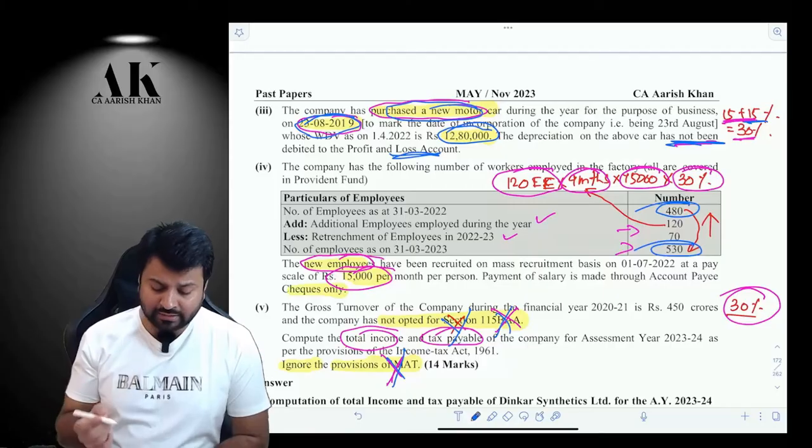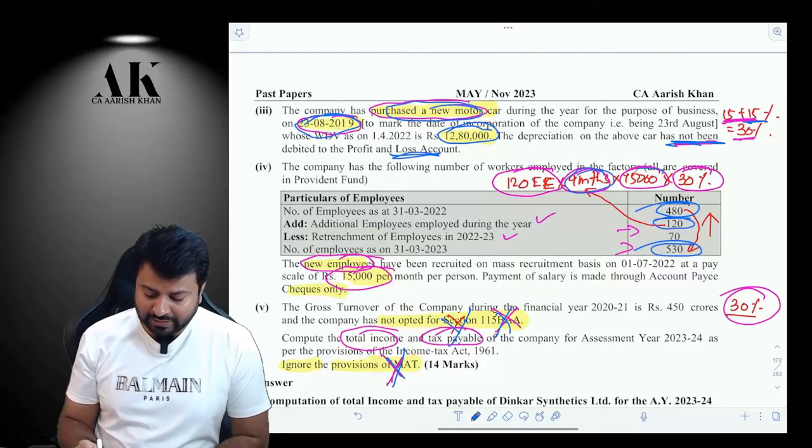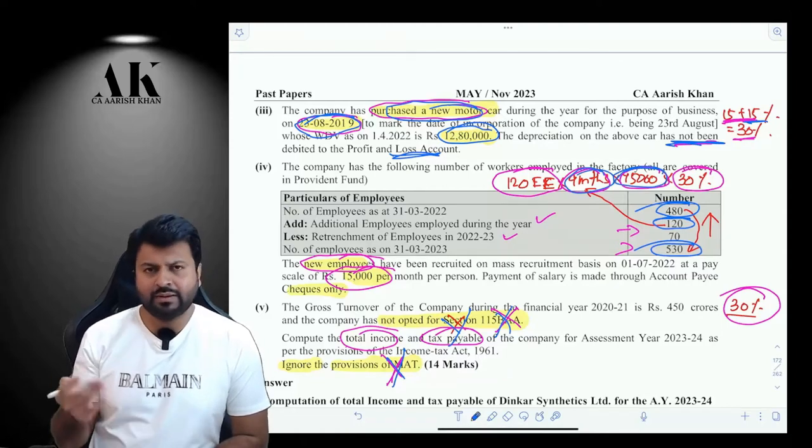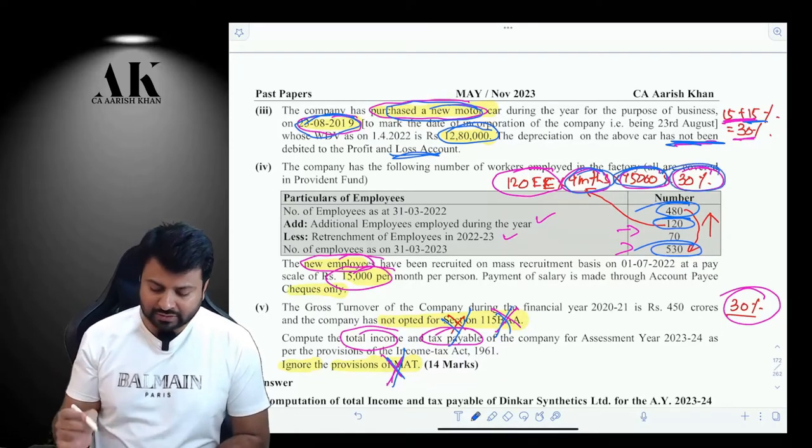Now, how many additional employees have you hired? You have hired 120 additional employees. For how many months? For 9 months, and you are paying 15,000 rupees emolument to them. That is all fine. Up to 25,000 it is allowed, and that will be subject to 30% deduction.